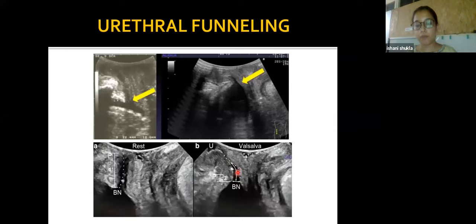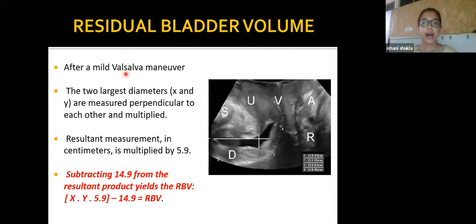Residual bladder volume. We ask the patient to do a mild Valsalva maneuver. After that, the two largest distances, which are measured perpendicular to each other, suppose X and Y, are measured and multiplied. After that, the resultant measurement is multiplied by 5.9. The total value is subtracted by 14.9. And this gives a quantitative measurement of the residual bladder volume. If it is more, we can say the patient has stress urinary incontinence.